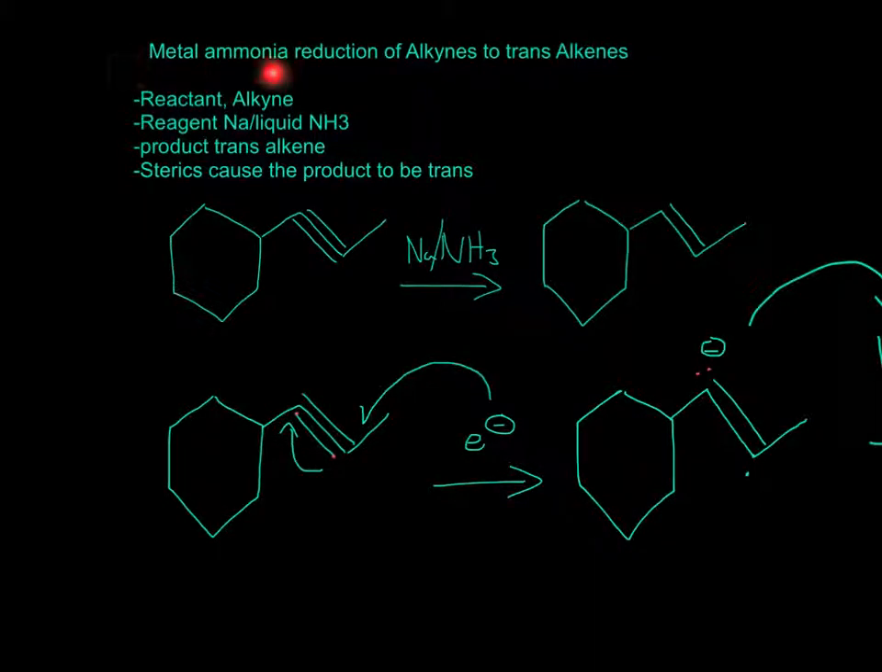So for the metal ammonia reduction of alkynes to trans alkenes, our reactant will be an alkyne, and so you have Na/NH3 as the reagent, and it'll cause it to become a trans alkene. And then the final thing, sterics cause the product to be trans. So you have your alkyne, right?